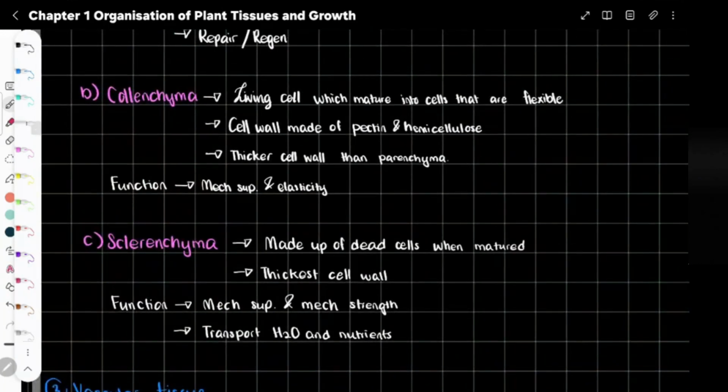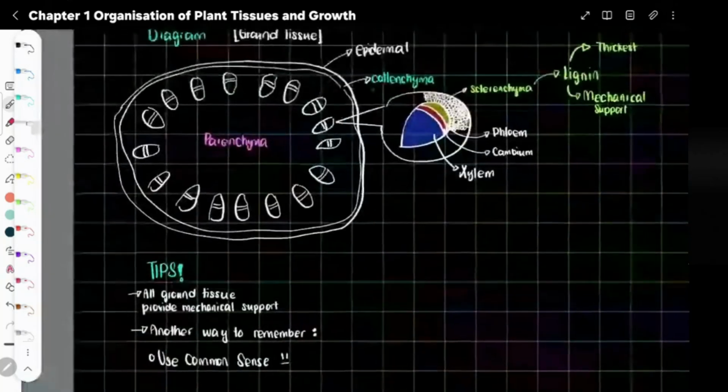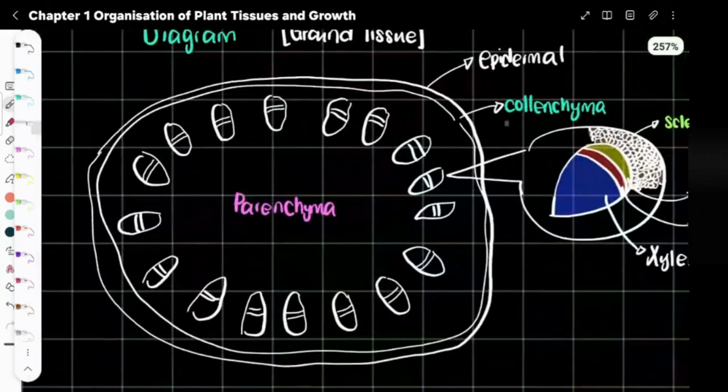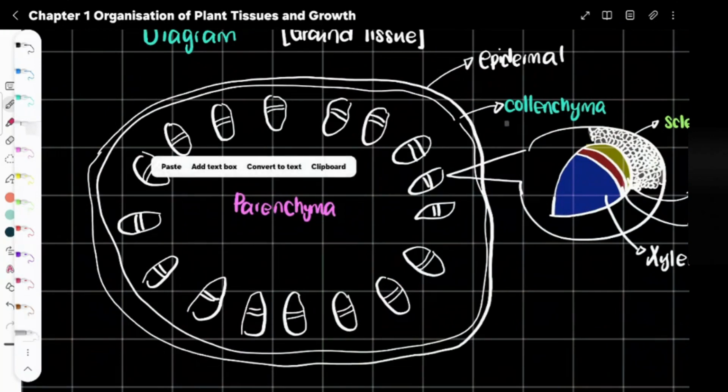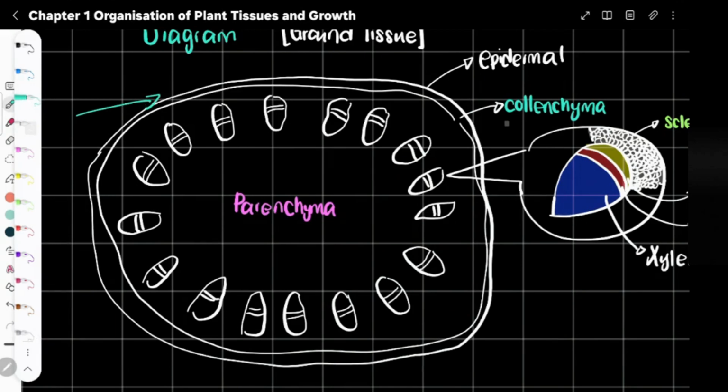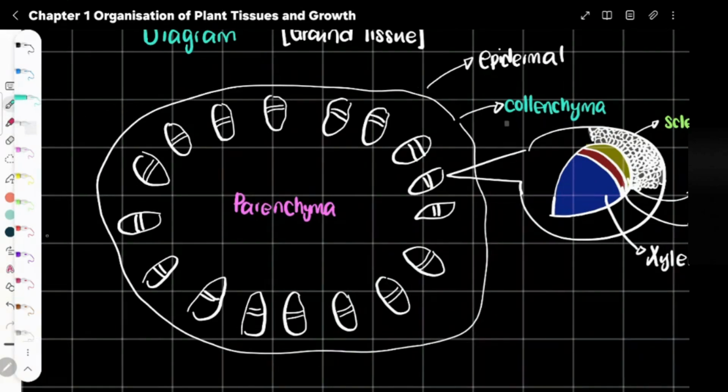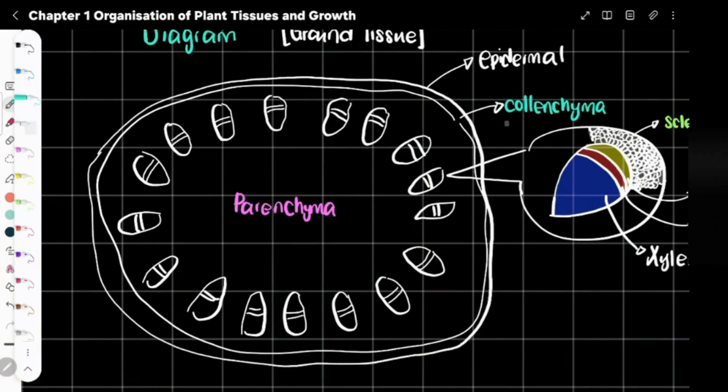So to make it easier, it's better for you to see this diagram first, and then label which one is which. So the layer outside, follow me. The layer outside, this one here, that is epidermal. Simple so far, right?